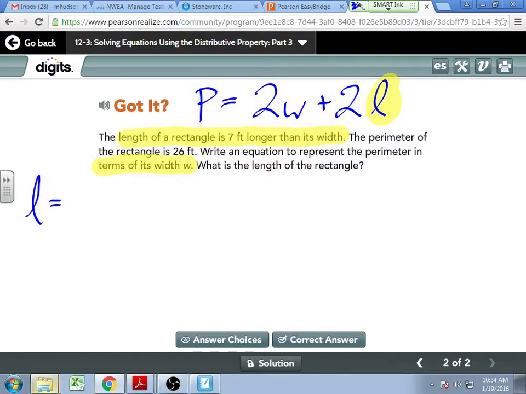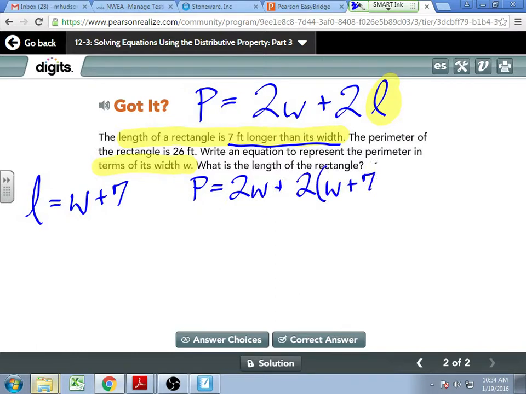What do you have? And then I'll change the variable. X was your width. Your length you made X plus 7, because we know it's 7 feet longer than the width. So instead of using X, I'm going to say it's W plus 7. Everywhere that I have a length, I can now substitute in the width plus 7 more. So perimeter is 2W plus 2 times W plus 7. But I'm told the perimeter is 26, so I can replace P with 26.